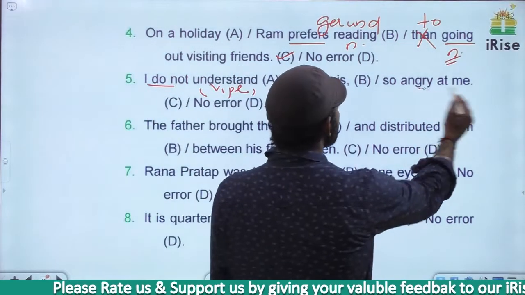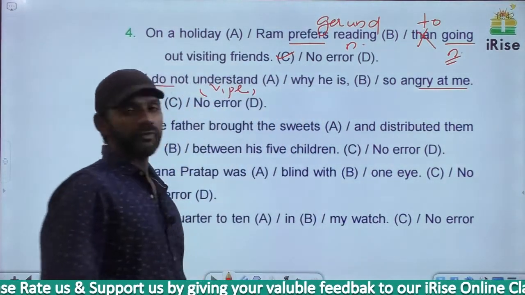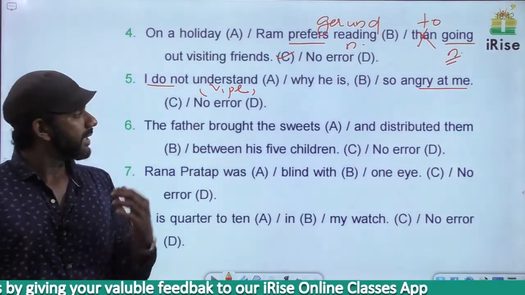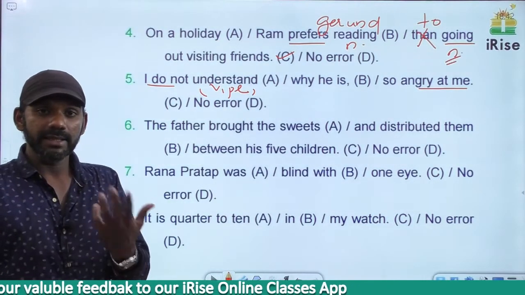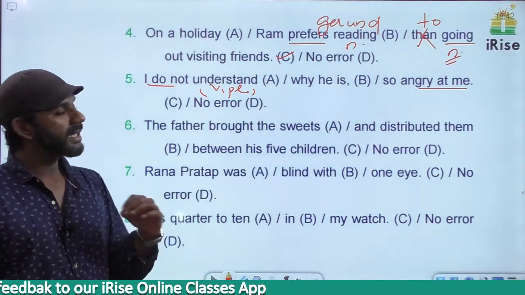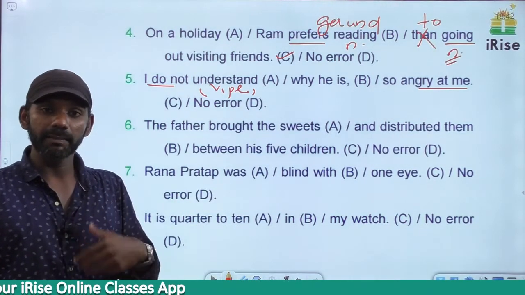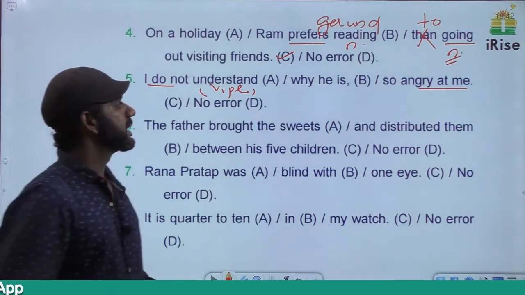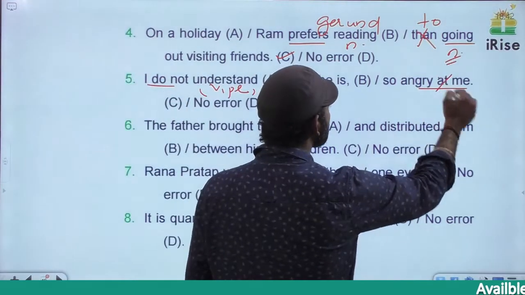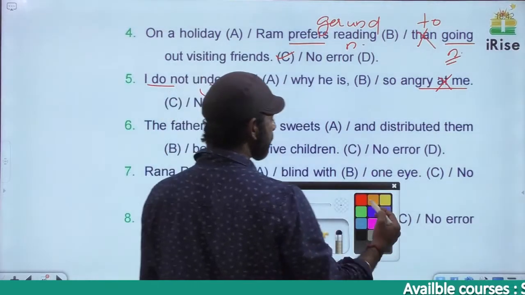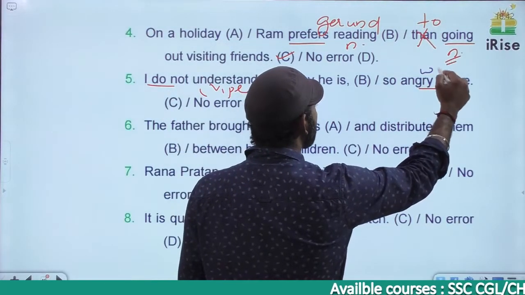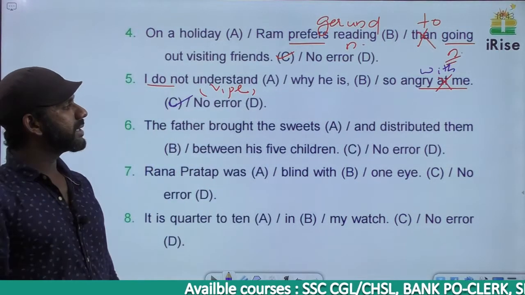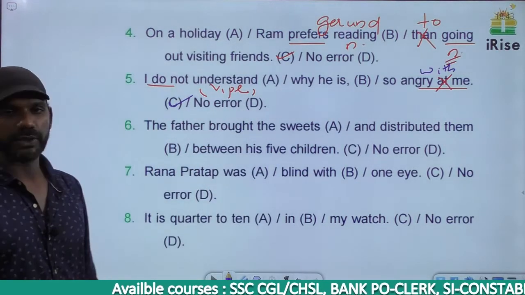I told you this. We share our emotions or feelings with a person at something. Anger is an emotion. So angry at me, I am a person. We share emotions or feelings with a person at something. So angry at me is a wrong usage here. It must be angry with me. The error is in part B. I do not understand why he is so angry with me, full stop.